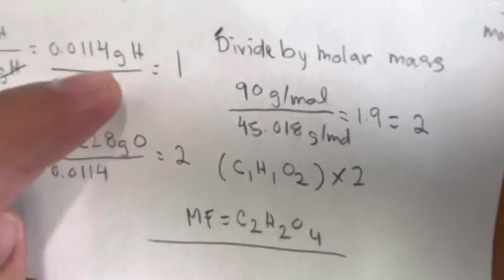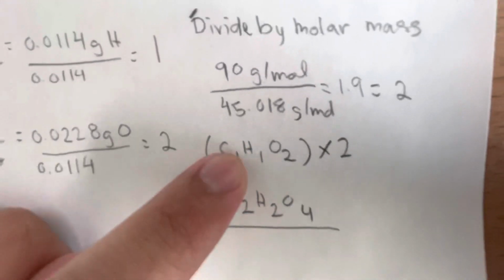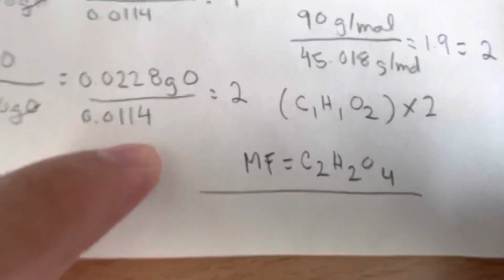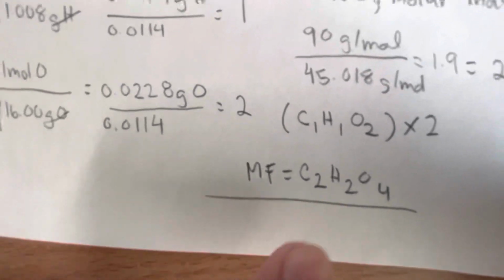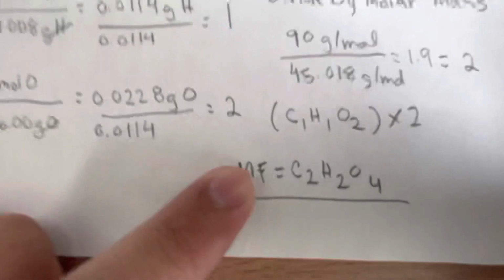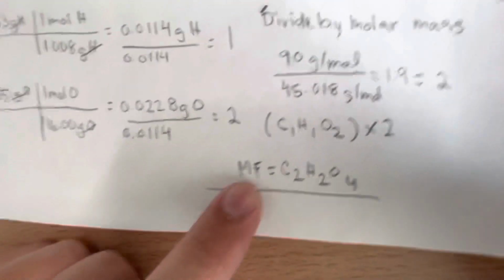Then, since I'm trying to look for the molecular formula, I just multiply everything together. By multiplying everything together, I get the molecular formula of C2H2O4. And that is the answer for the molecular formula for this problem.